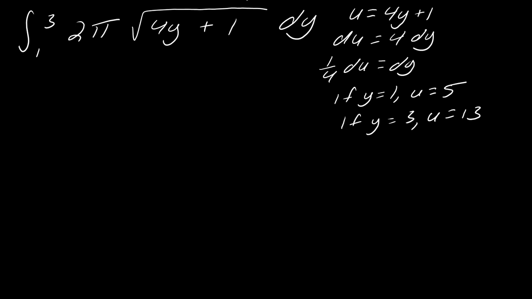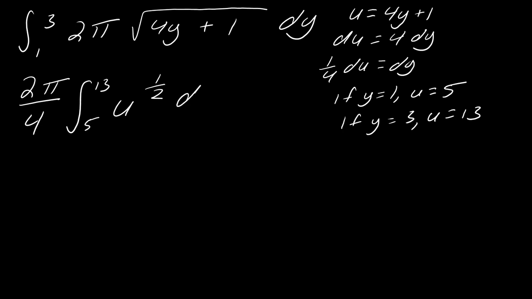Let's see, actually, let's bring all the constants out. So the constants I'm going to bring out are the 2 pi and then also this 1 over 4, I'll just bring that out to the front. Okay, so now I'm just left with u to the 1/2 from 5 to 13 du.